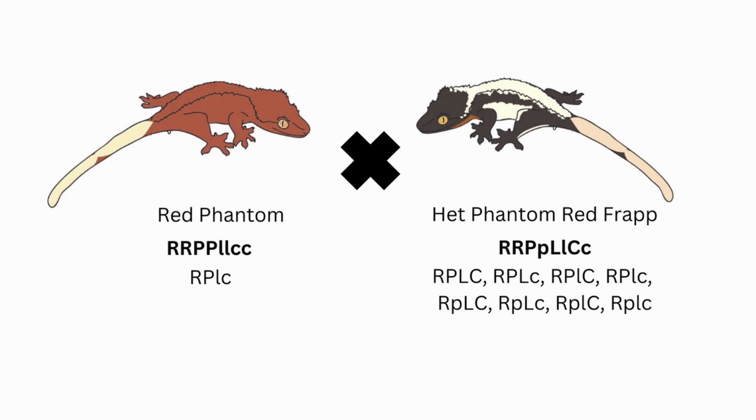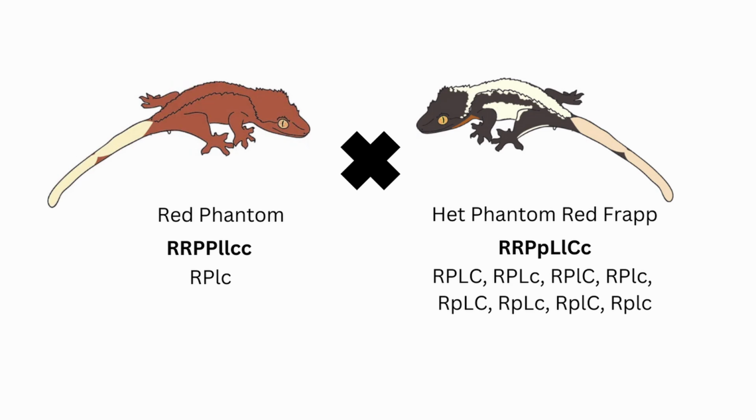Now what we're going to do with the genotype is make the possible combinations of these letters. For the red phantom, since the only possible combination that we can get out of these letters is big R, big P, small l, small c, that's the only one that we're going to have to write down, and that is going to make our Punnett square way easier.